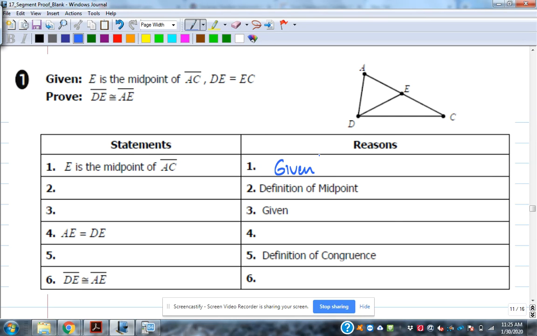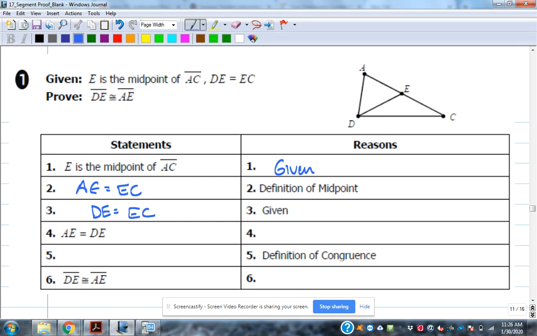Okay. Yep. All right. Let's get number 2 before we get to number 3, though. All right. E is the midpoint of AC. So what would definition of midpoint tell us? Yeah, AE equals EC. Definition of midpoint allows us to go straight to the measurement there. And then 3, yes, is that DE equals EC. Well, the statement says EC, so that's what I'm going to use. And then statement 4 says AE is equal to DE.